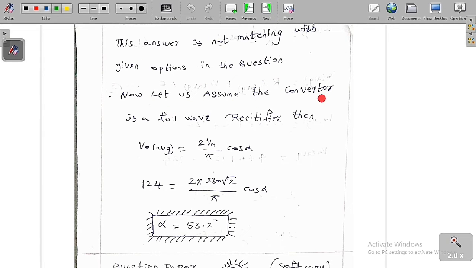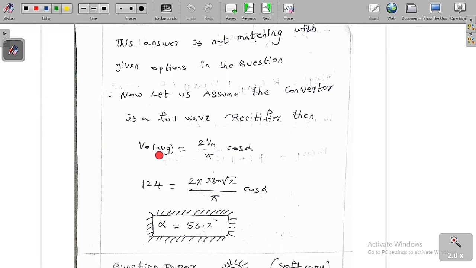So now let us assume the converter is a full wave rectifier. If you remove the freewheeling diode, it is a full wave converter, or we can say full wave rectifier. So instead of a semiconverter, if I remove that freewheeling diode, and in the question they have not given that freewheeling diode, then it is going to be a full wave converter. Then you will see what is the solution that we are going to get.